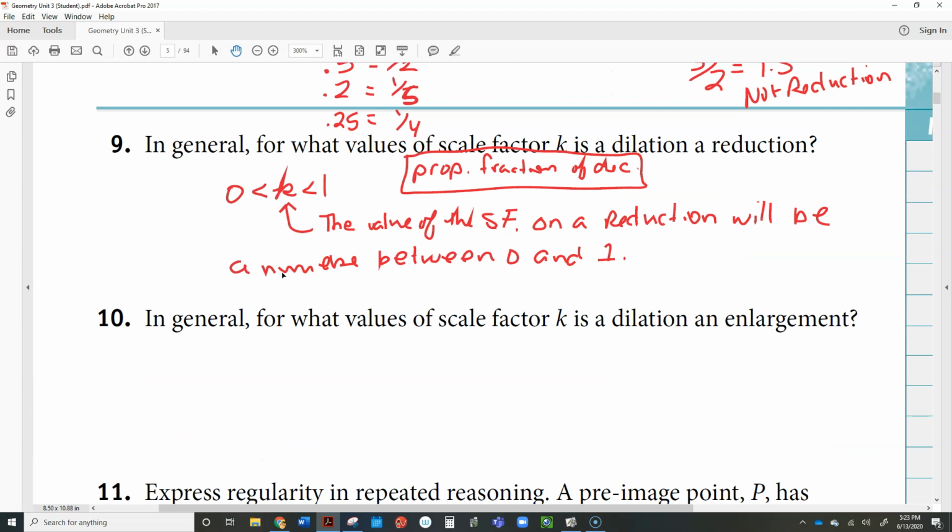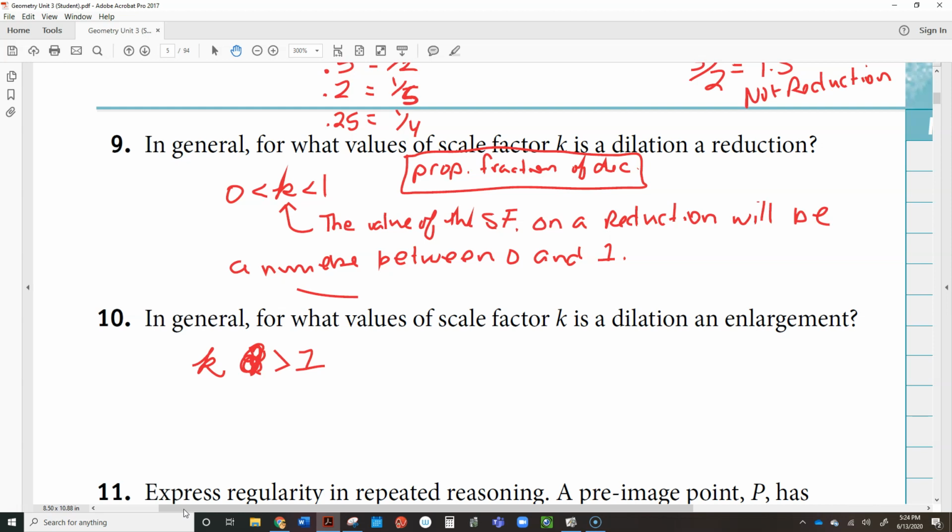So it says here, in general, what values will the scale factor be if you want the dilation to be an enlargement? Well, in that case, K is just going to be any number greater than 1. And I did a capital K, so let me do a lowercase k. K is going to be any number greater than 1. So numbers bigger than 1, fractions or decimals, will cause an enlargement. Numbers between 0 and 1 will be reductions.